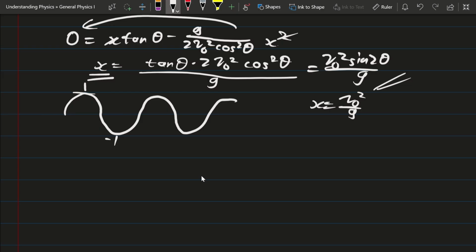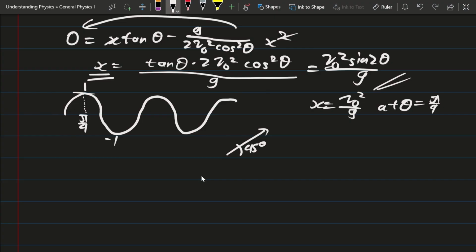Not only that, we could also know when this will hit 1, which is when sine 2 theta is 1, which is when 2 theta is pi over 2. So this would be pi over 4. At theta equal to pi over 4, this would mean that you need to shoot it at a 45-degree angle to get this maximum range. And this is where the knowledge that you need to shoot something at 45 degrees to get its fullest range comes from, and this is true based on the mathematics.